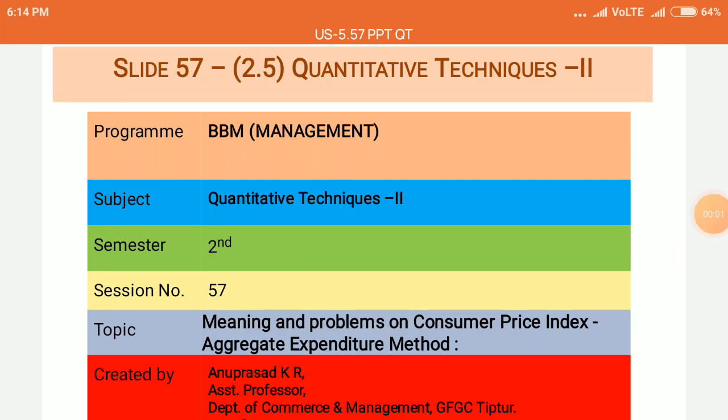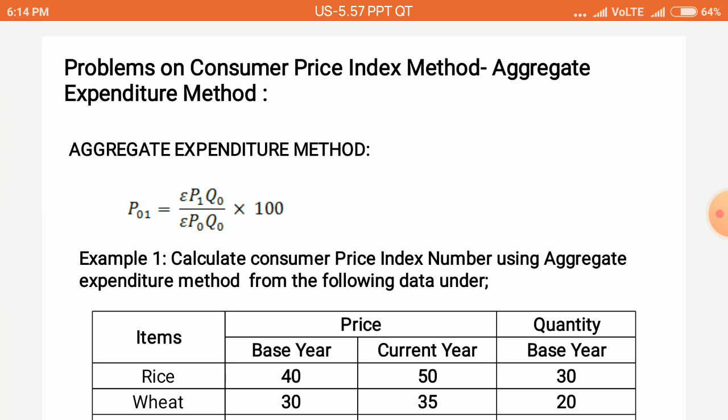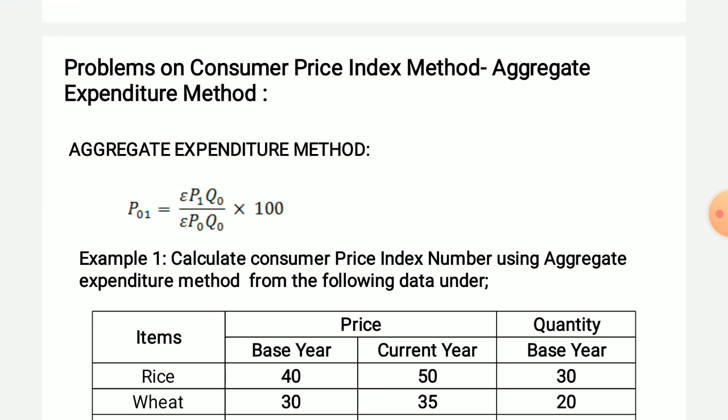Dear students, in this session, I am going to explain the construction of index numbers by using the family budget method, the aggregate expenditure method. Now, problems on the consumer price index method or the aggregate expenditure method.